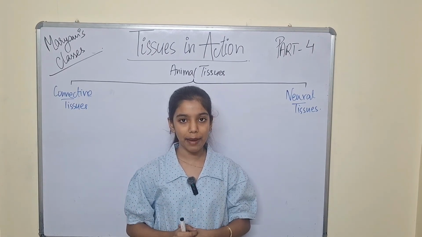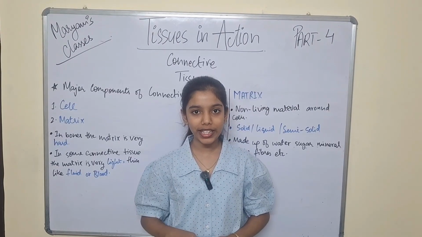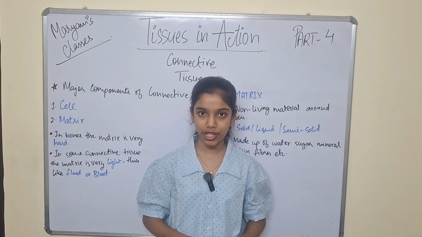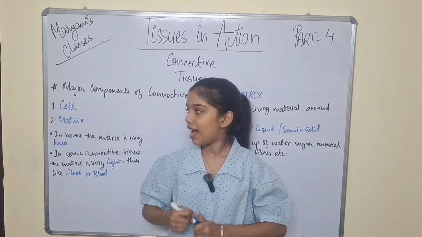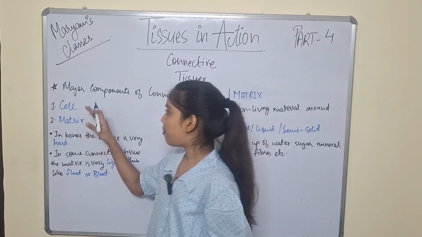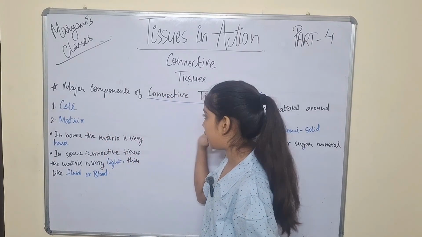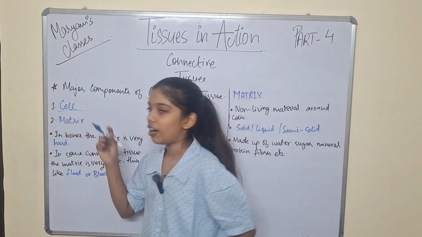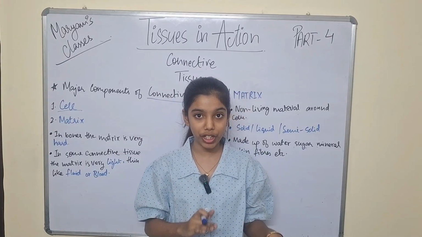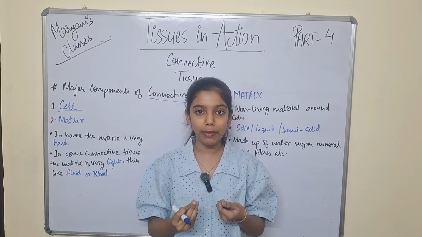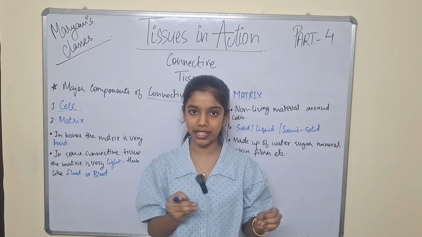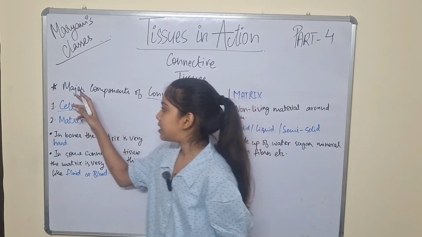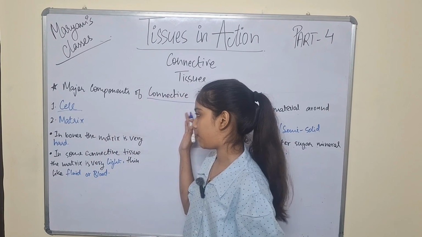Let's understand the types of connective tissues. Before that, let's understand the major components present in connective tissues. Actually, there are 2 major components present in connective tissues. First is the cell. Obviously, as connective tissue is a tissue, it will be made up of a group of cells. So the cell is one of the major components of connective tissues.